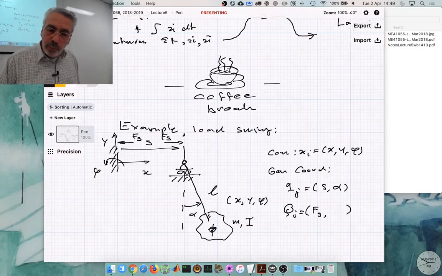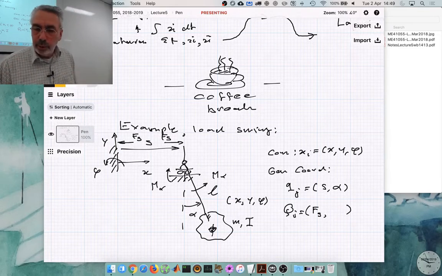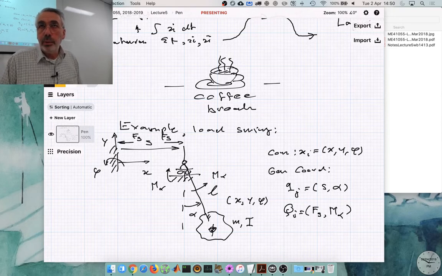Likewise, if this is alpha, and if it's with respect to the inertial world, then you have a torque apparently here, M_alpha, and that same torque is then on the ground, M_alpha. It's an action-reaction torque, and actually every force is an action-reaction force. I mean, a force is never alone.